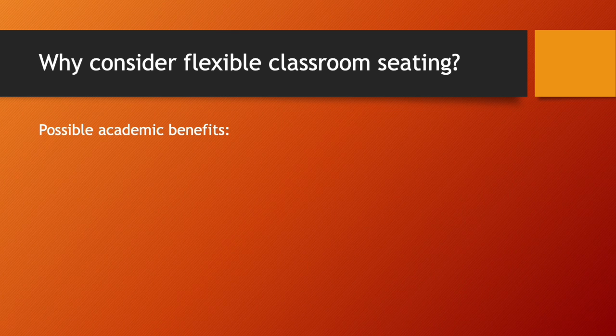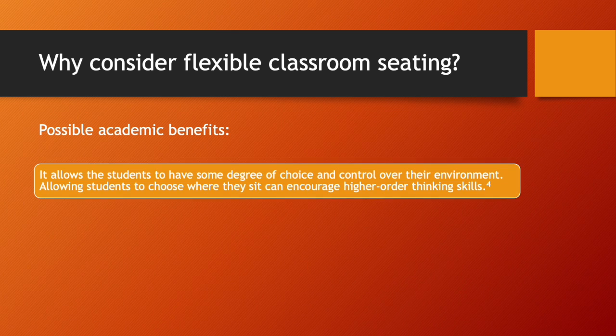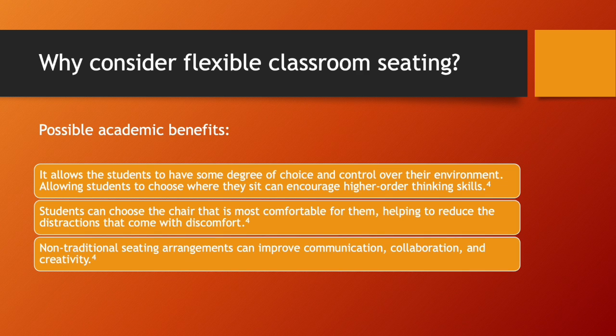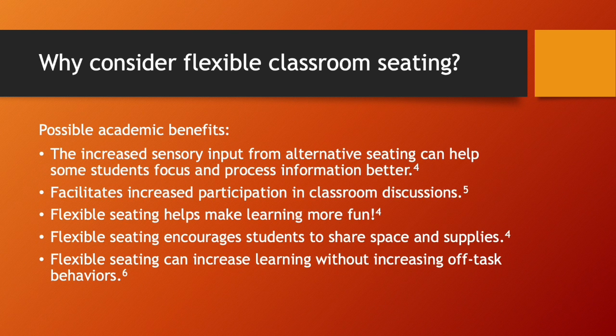There are also possible academic benefits. It allows the students to have some degree of choice and control over their environment. Allowing students to choose where they sit can encourage higher order thinking skills. Students can choose the chair that is most comfortable for them, helping them to reduce distractions that come with discomfort. Non-traditional seating arrangements can also improve communication, collaboration, and creativity. The increased sensory input from alternative seating can help some students focus and process information better.